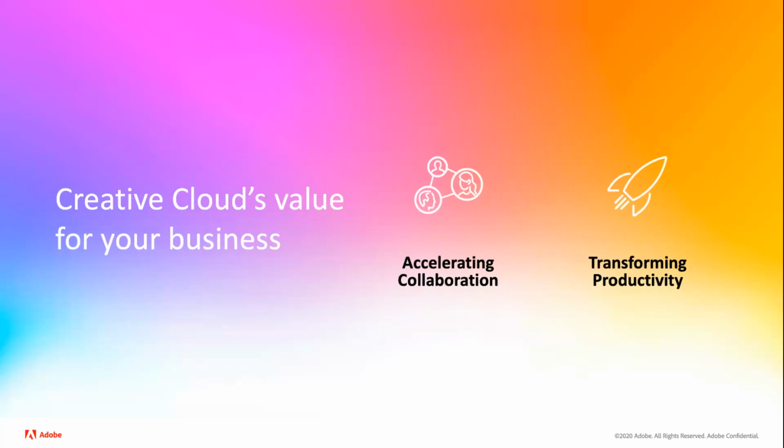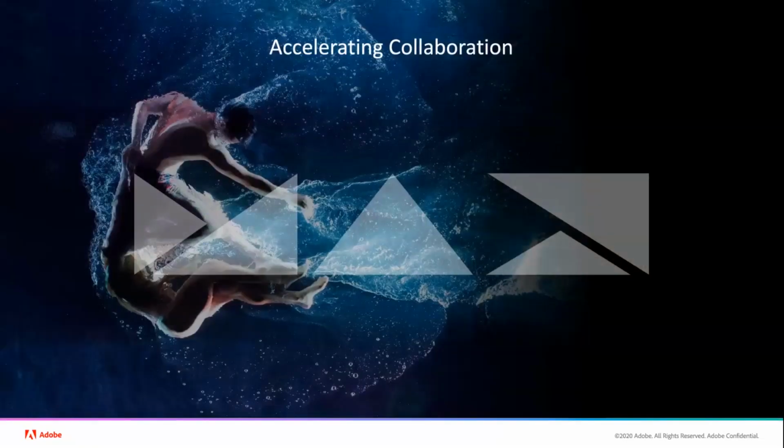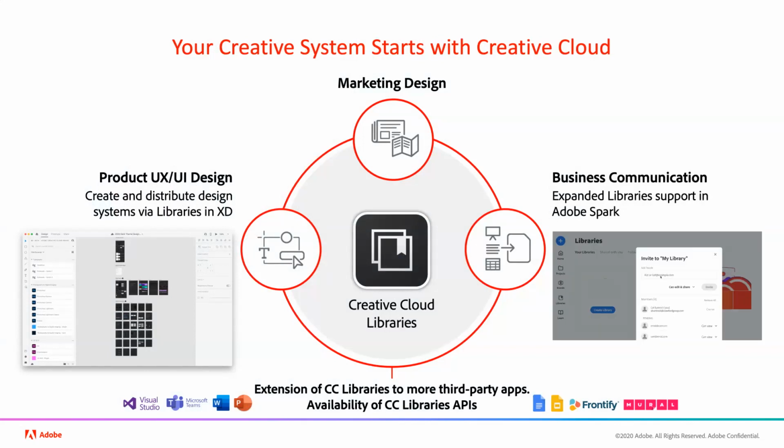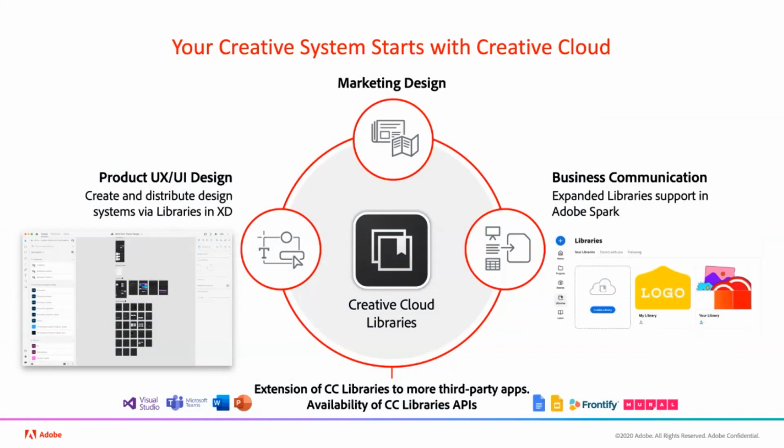Now, let's talk about the first one. Let's talk about how to accelerate collaboration first. There's something that we recently released a couple of months ago, which is called a creative system. Now, a creative system is a concept where you would have hosted assets and hosted branded assets and files and logos and brushes and colors and everything that makes up your brand.